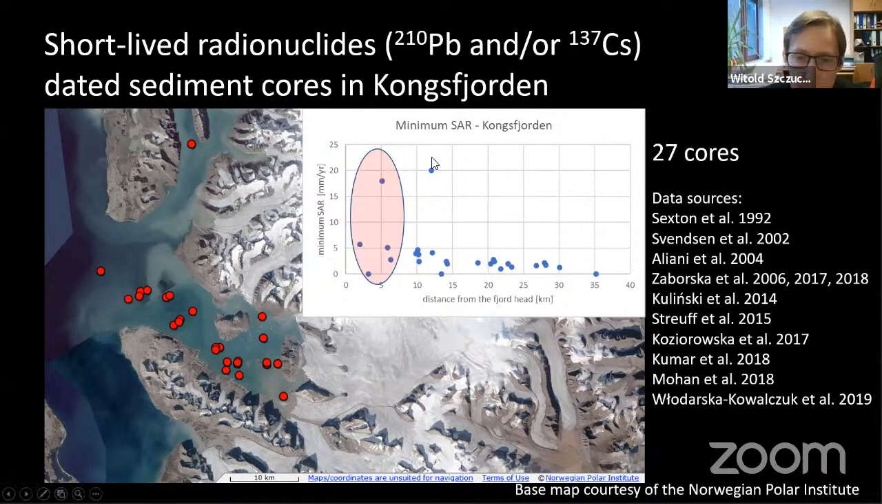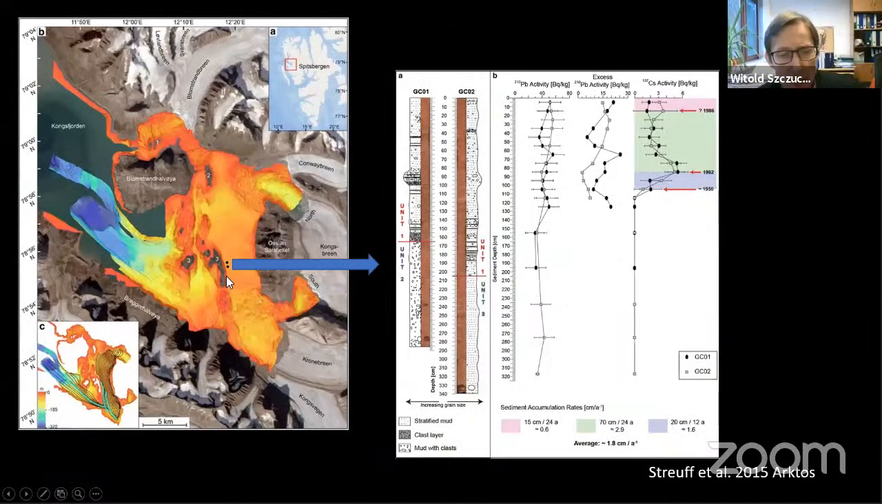And there are some exceptions. For instance, the core which is marked here, providing an accumulation rate of 18 millimeters per year. So we took two sediment cores, not just close to the glacier front. It was some distance away, several kilometers away. And the sediment cores were not taken with a box core, but with a gravity core, so they are several meters long. And as you may see, the excess lead 210 is present at least down to more than 1 meter deep. And we see also the signal from cesium.